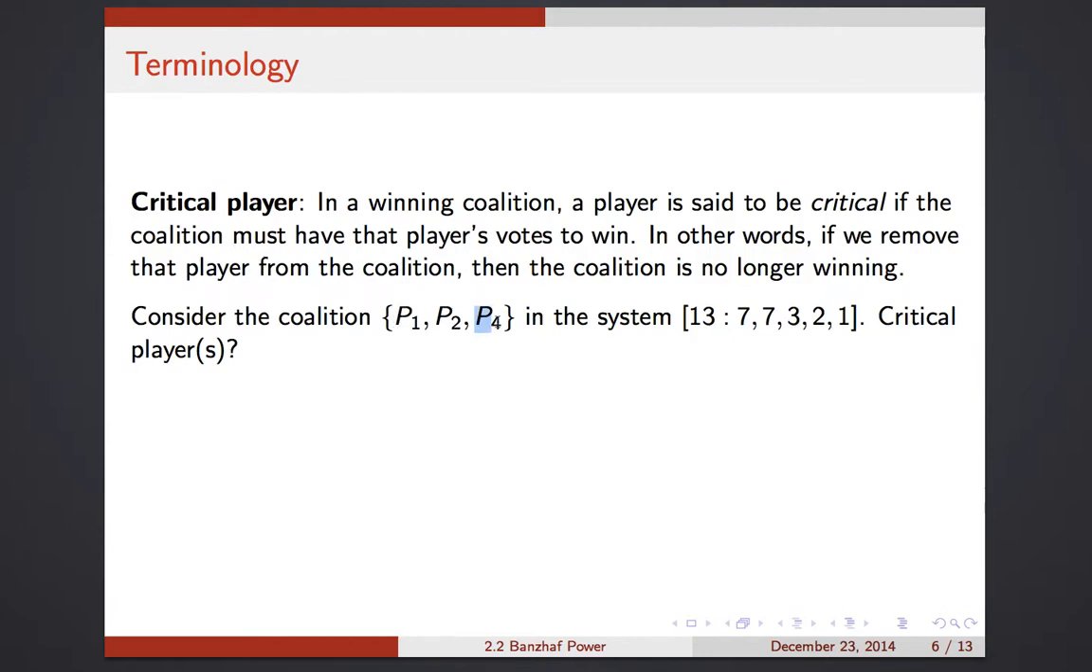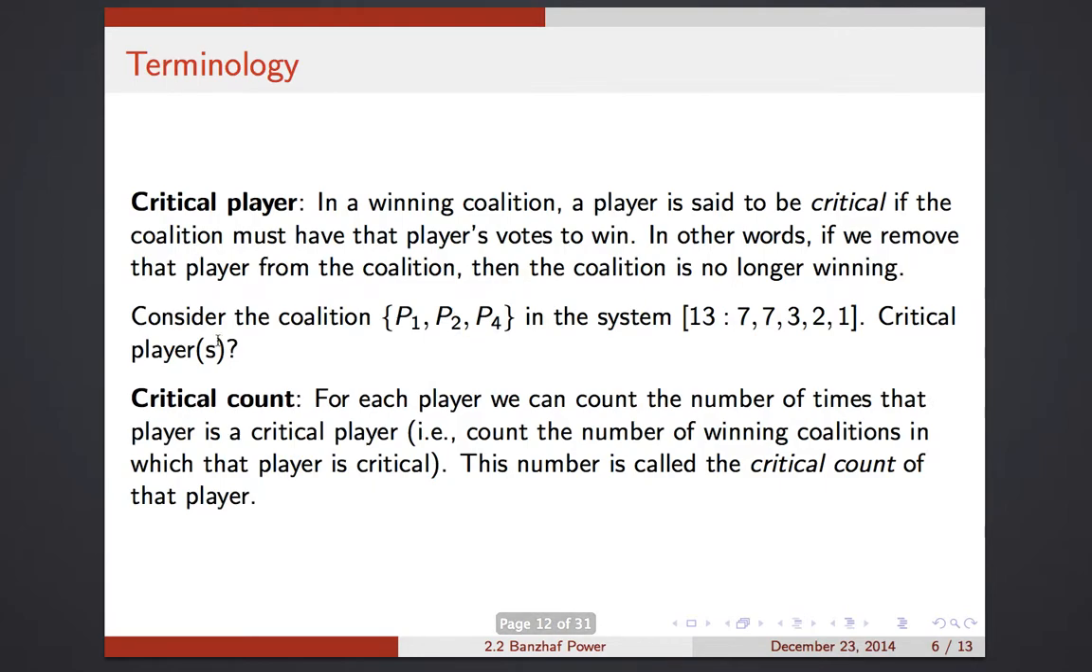Notice that player 4 is different, though. If you kick player 4 out, he only controls 2 votes. If you kick him out, player 1 and player 2 have 14 votes between them, and 14 is bigger than 13. So the coalition is still winning if you throw player 4 out of there. So player 4's votes were not necessary for this coalition to be winning, so player 4 is not critical. So the first 2 players in this coalition were critical, and the third one was not. So that's what it means to be a critical player.